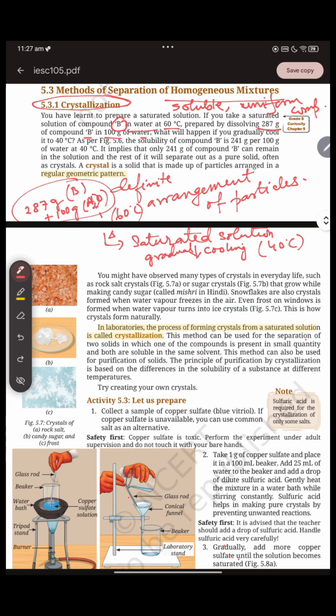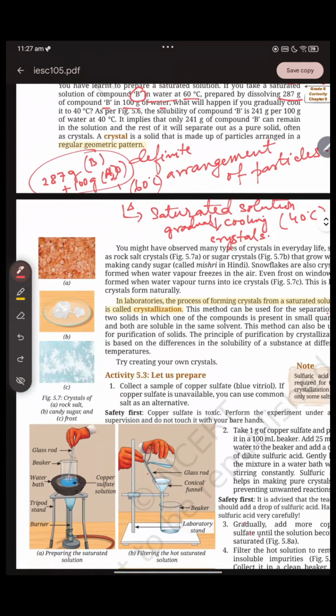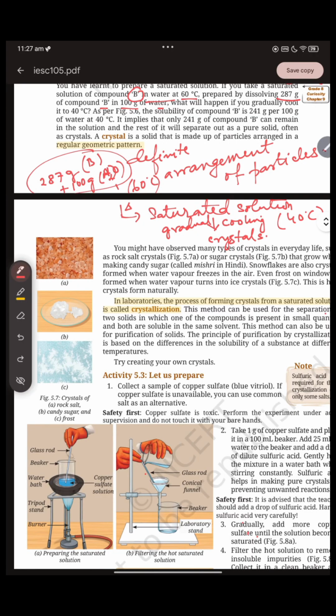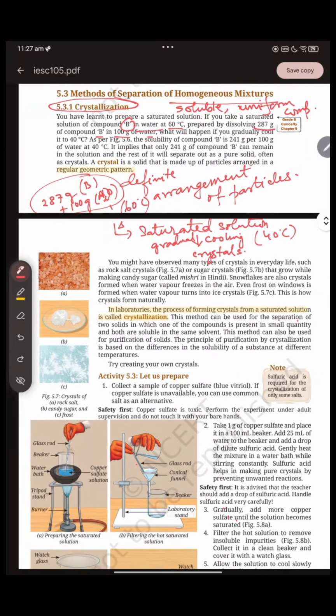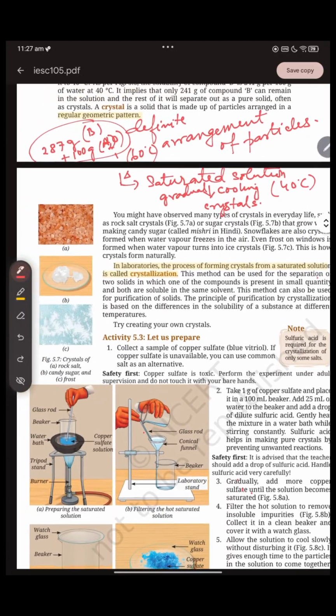What are you going to see? You will see some solid crystals getting separated from the main solution. Crystal formation will be there because this is the method of crystallization, where you prepare a hot saturated solution of the homogeneous mixture, then you filter it and then you gradually cool it. So we will see it over here.